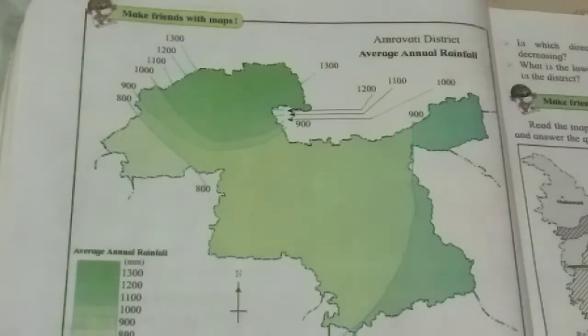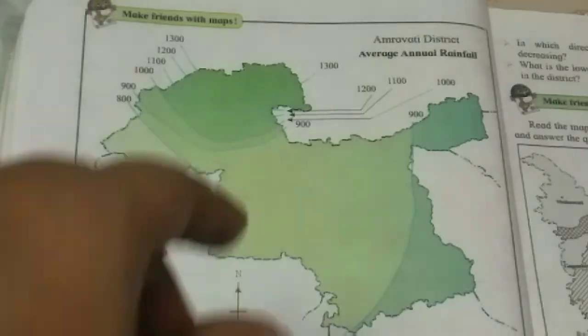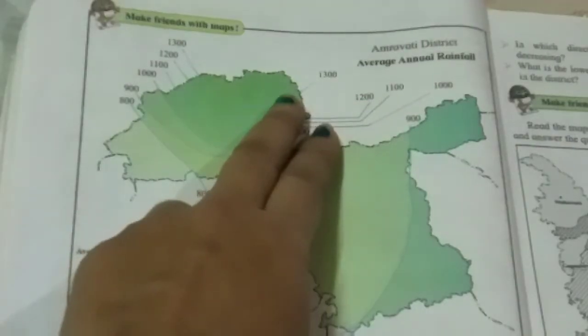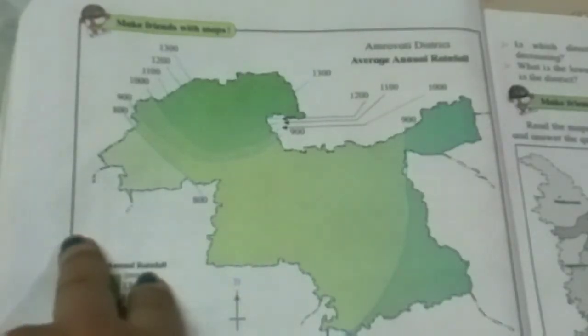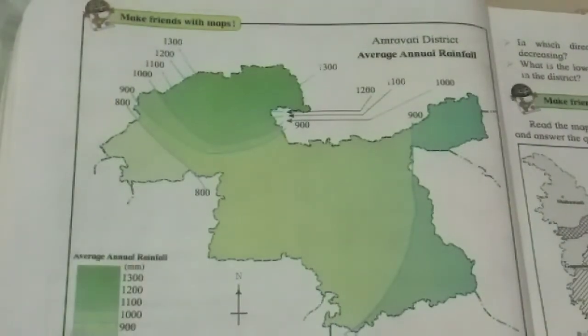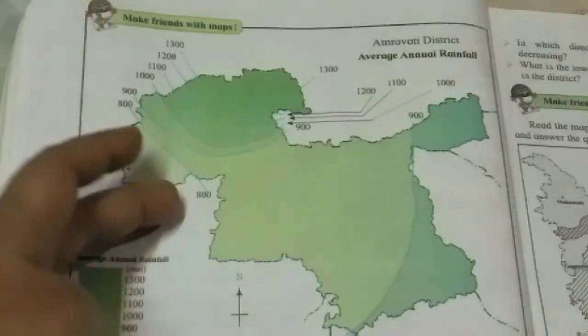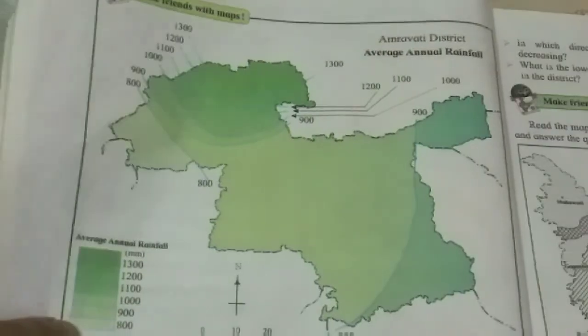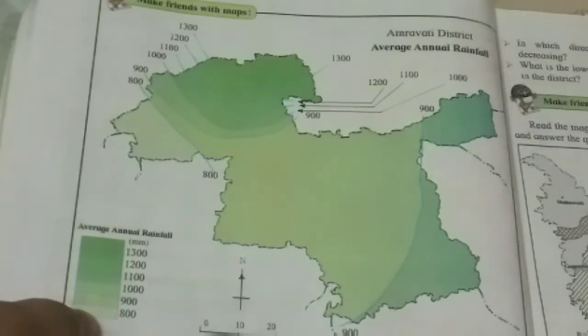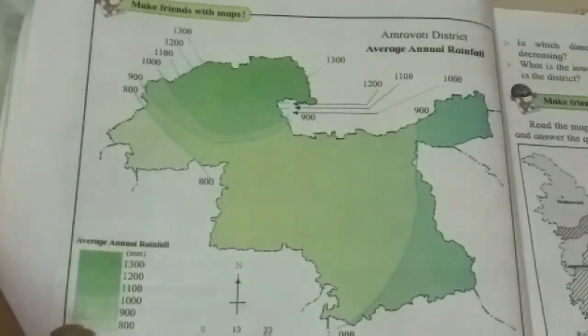Now in which direction is the rainfall decreasing? So you can see here rainfall is decreasing towards the west. And the next question is, what is the lowest value of the rainfall in the district? So the lowest value of the rainfall in the district is less than 800 mm, and it is given here also 800 mm, no? So it is less than 800 mm.